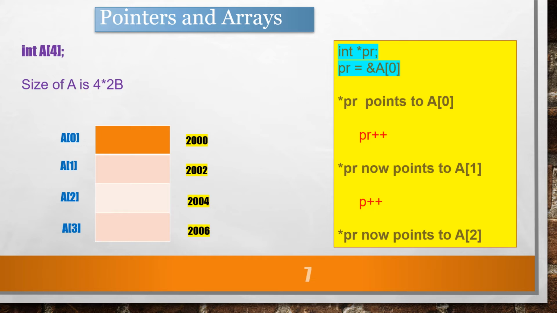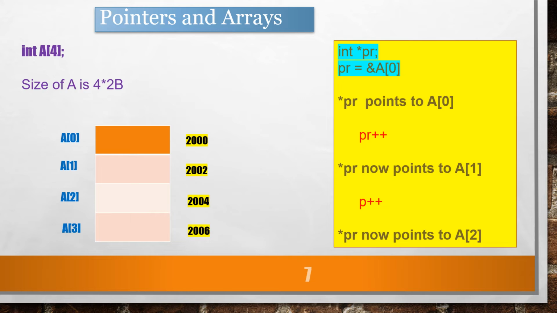If I say pr++, the contents in pointer pr will be incremented. Currently we know the contents in pr is 2000. On the usage pr++, 2000 will be incremented to 2002. So that means if I say *pr now, that will be pointing to the second location of the array, A1.